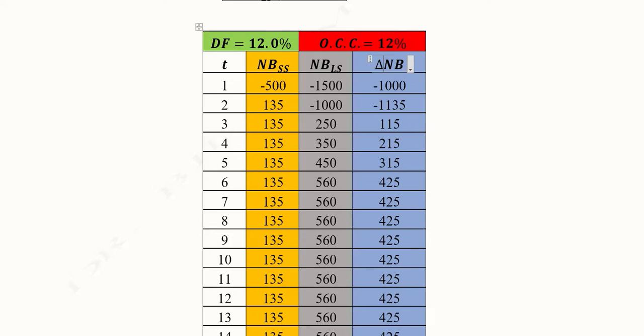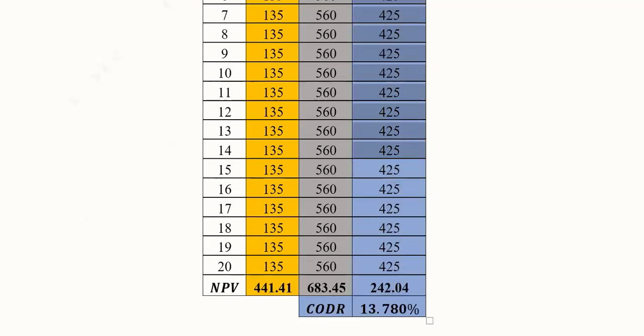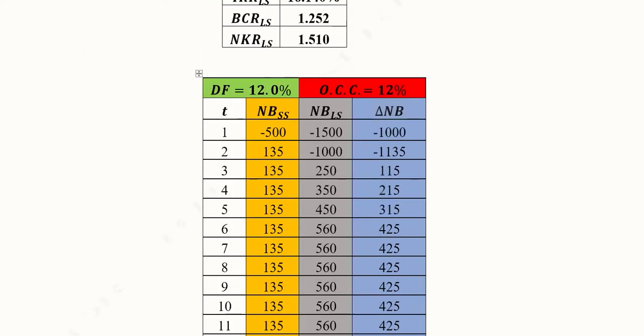Here we are, delta NB, and we can see that it is calculated by taking the difference. That is, we write NBLS minus NBSS, that is, net benefits of the large scale project minus net benefits of the small scale project. These will be the values, and finally we can sum them to get the NPV. These are the NPVs that we have already calculated. This is the NPV that we can calculate by taking the difference of the two.